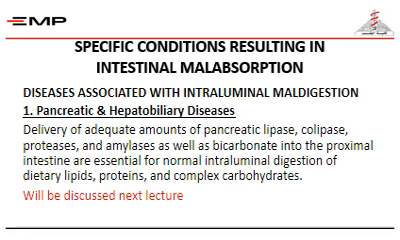Then we move to specific conditions resulting in intestinal malabsorption. First of all, diseases associated with intraluminal maldigestion like pancreatic and hepatobiliary disease. This is, as we discussed before, due to deficiency of delivery of adequate amounts of pancreatic lipase, colipase, protease, and amylase, as well as bile salts, into the proximal intestine, which are essential for normal intraluminal digestion of dietary lipid, protein, and complex carbohydrate. These elements will be discussed in the next lecture.